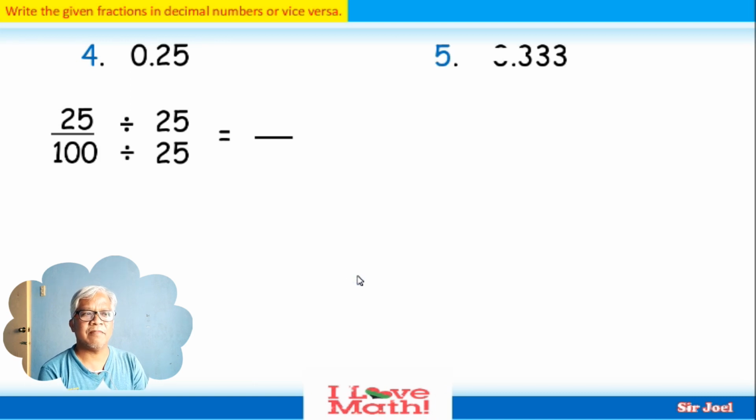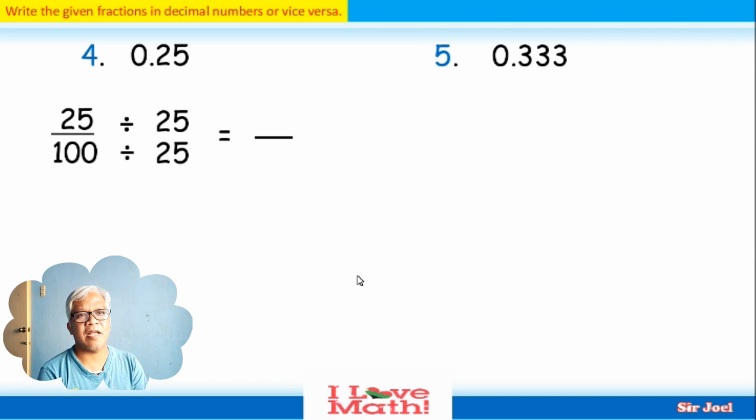Next, problem number 5 is 0.333. If you notice, naulit ba yung 3? Naulit. Pero, continuous ba? Hindi. It ends. Ibig sabihin, kasi bakit it ends? Wala naman tayong nakitang ellipses or 3 dots after nung 3 threes. Tama? Kaya, natapos siya nung tatlong 3.